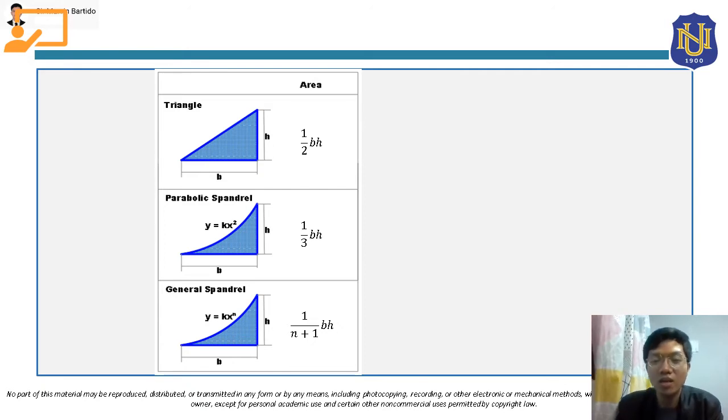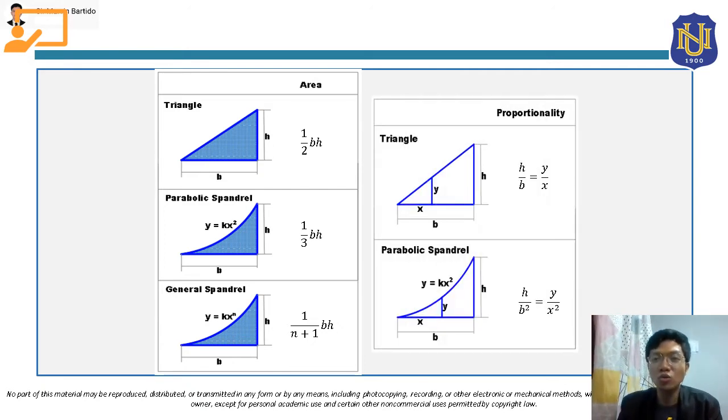Okay? So also, class, we are going to use this proportionality frequently in our problems here. For a triangle, let's say we have this bigger triangle with base b and height h, and this smaller triangle with base x and height y. So we can use this proportionality, that h over b is equal to y over x.